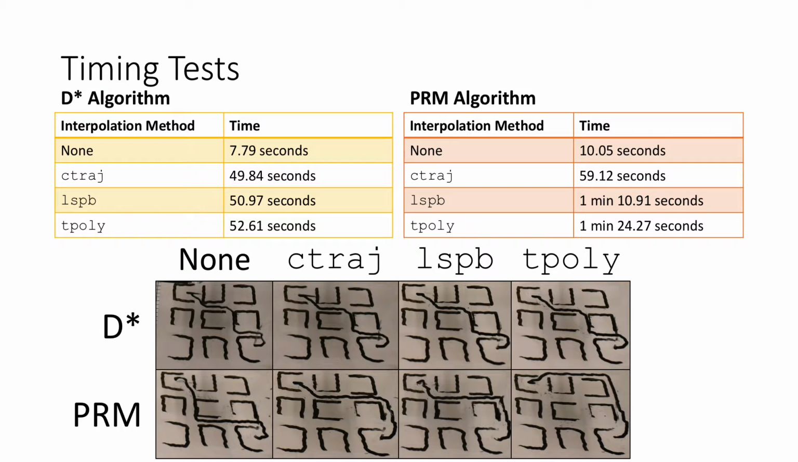To conclude, we would like to note that the path generated by PRM is sometimes longer than the D-star algorithm because the path generated by PRM may not always be the shortest, as it depends on the random location of the points on the map. We can note that all the trajectories with and without interpolations with the PRM take more time than with the D-star algorithm.